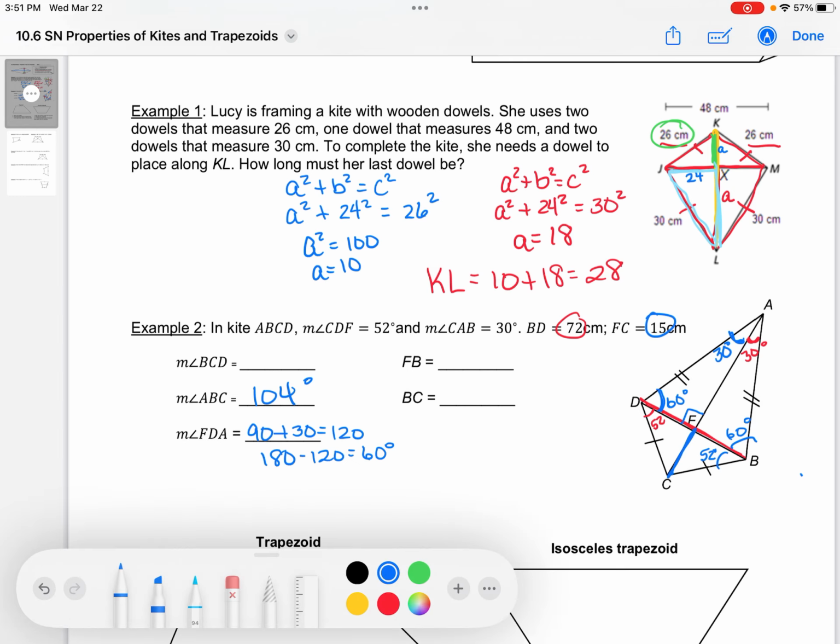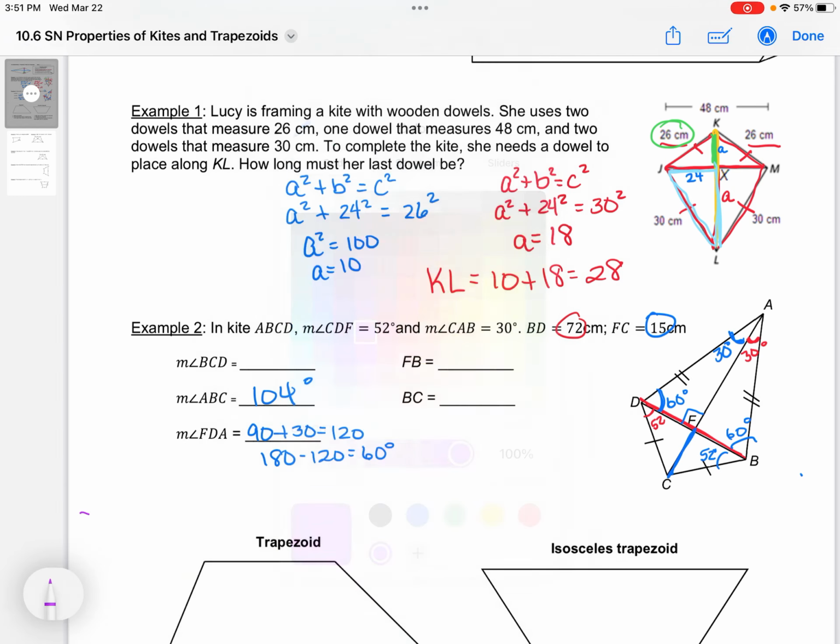So B, C, D, I'm going to change colors again, maybe. Okay, so B, C, D is this part. And we know that we have an isosceles triangle with 52 and 52. So now we're looking at this triangle right here. So we have 52 plus 52 is 104.